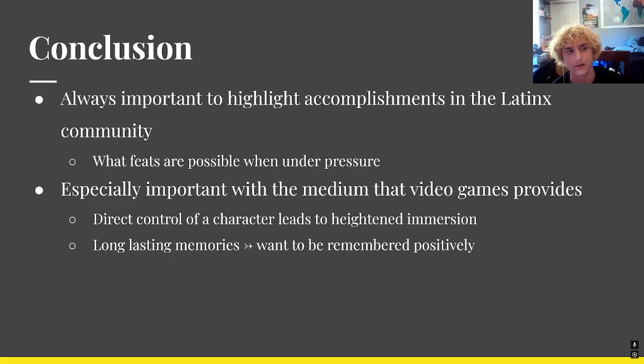And on a closing point, the experience of playing modern video games is extremely immersive because you have control over what's happening. So it's very important to ensure that your interactions in those games towards groups like Latinx people or other minority groups are positive, because the heightened immersion could lead to a vision in your head that may stick more. So it's very, very important that representation is handled correctly.